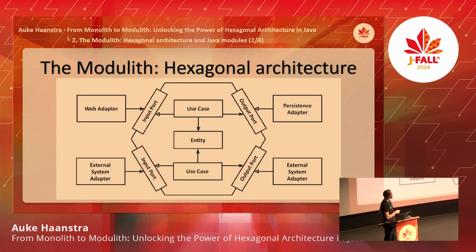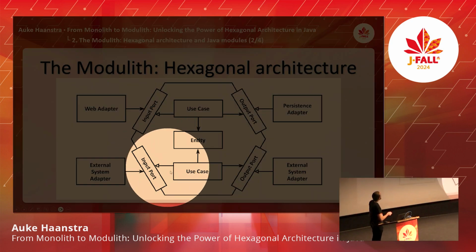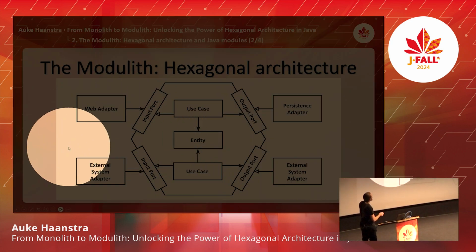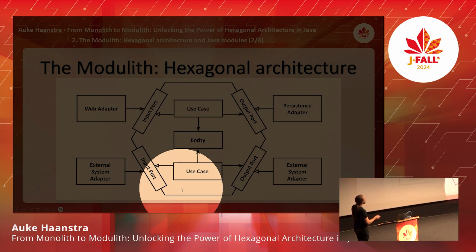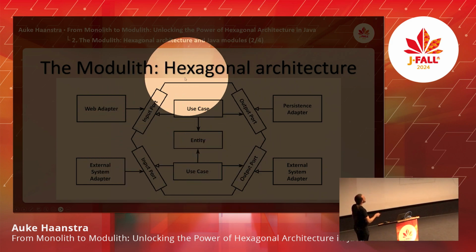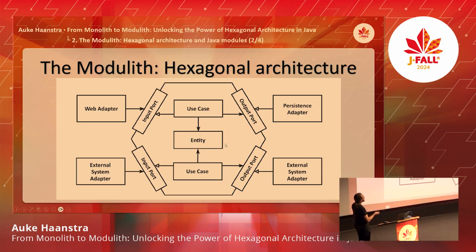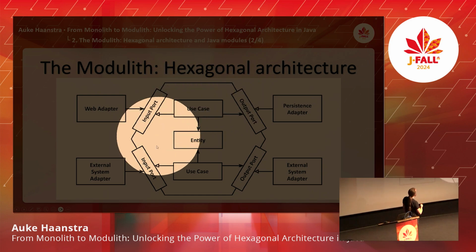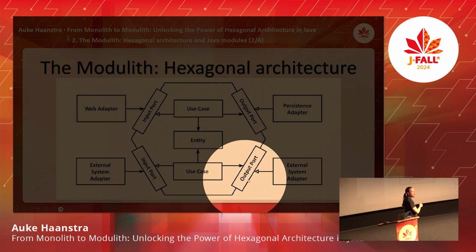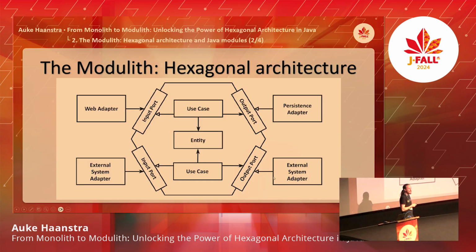So let's see if this works. Yeah. Okay, we'll use this one. So what you see here, in the middle, there's the hexagon of the hexagonal architecture. That's where it derives its name from. So you see 6 sides. So this is the application core. That's the most important thing in the application, in this architecture.